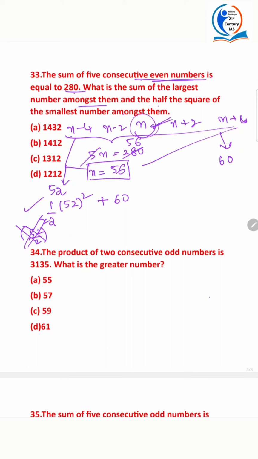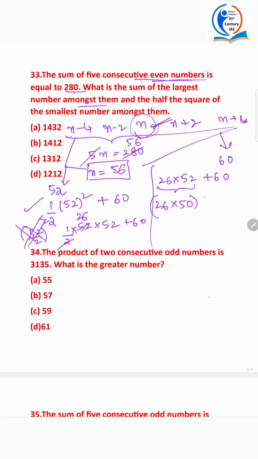Now, how will you do this 52 square? Do not get scared by seeing this figure. Just write it like this: half into 52 into 52 plus 60. Alright. Now, half into 52 is how much? 26 into 52 plus 60. This one can be written as 26 into 50 plus 26 into 2. See, these are 26 into 2 and these are 26 into 50. You getting my point, no?